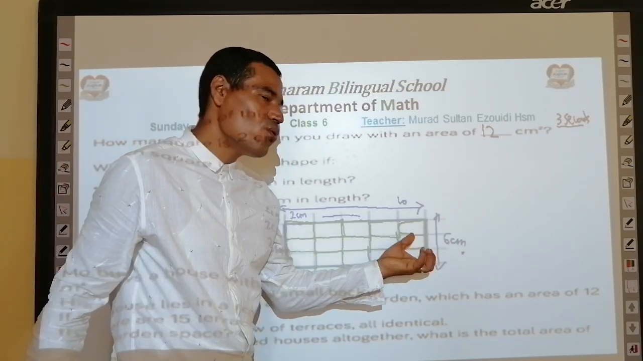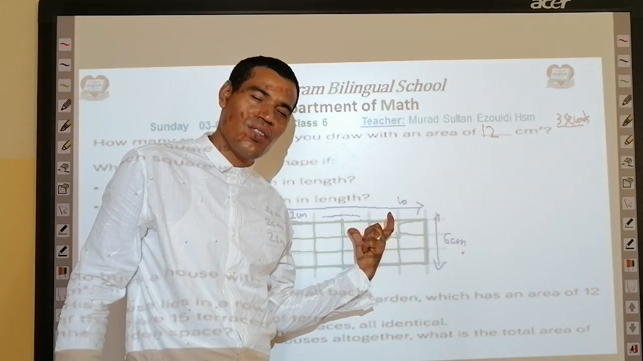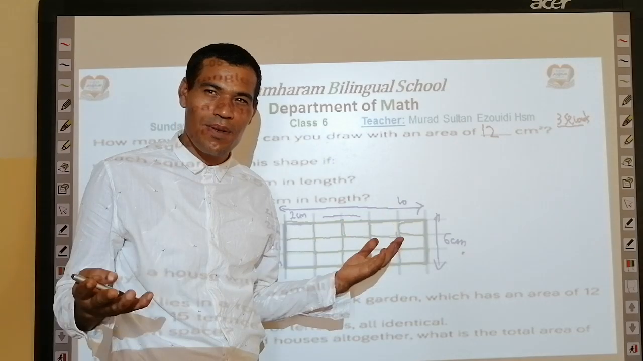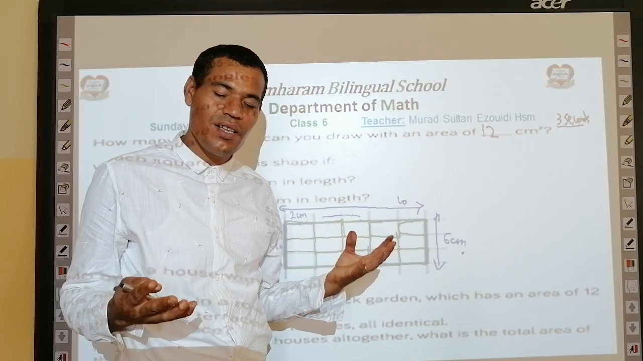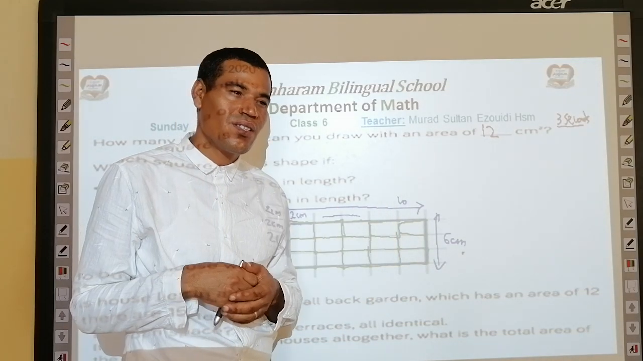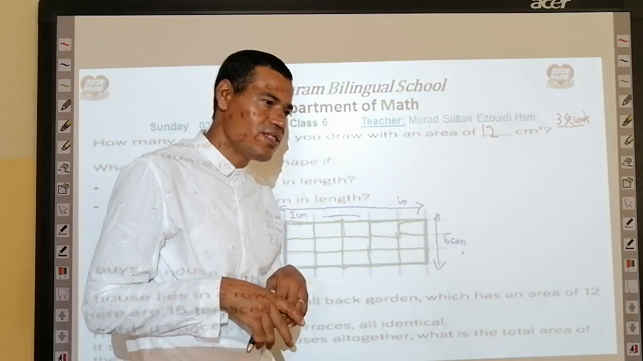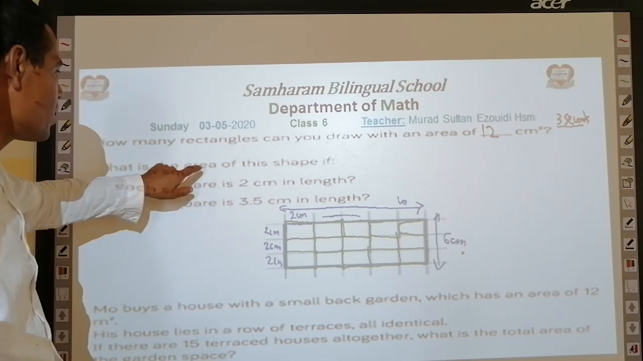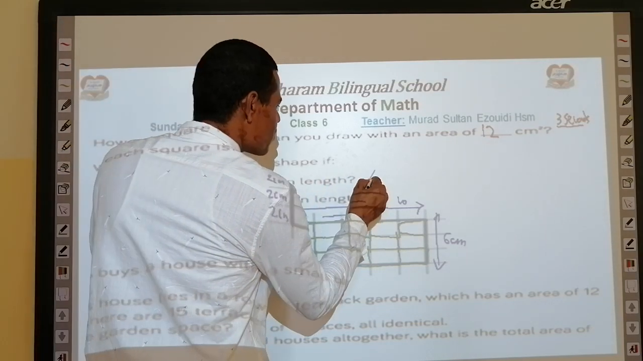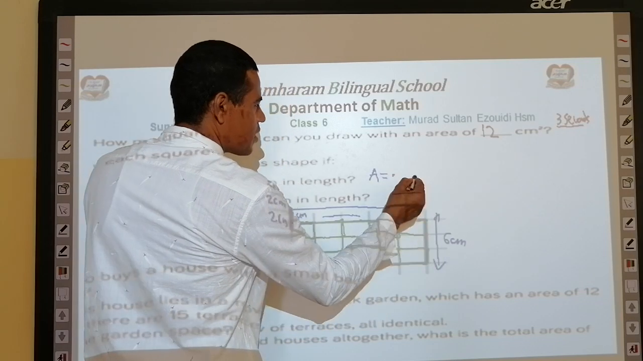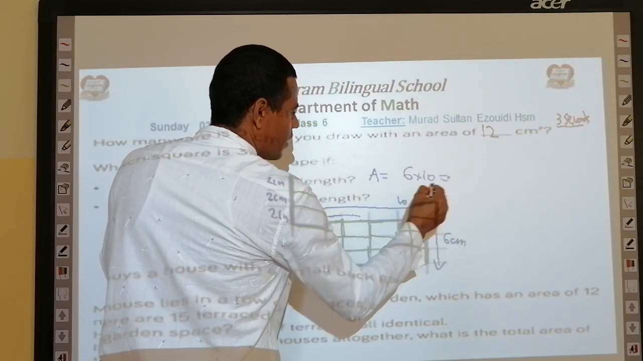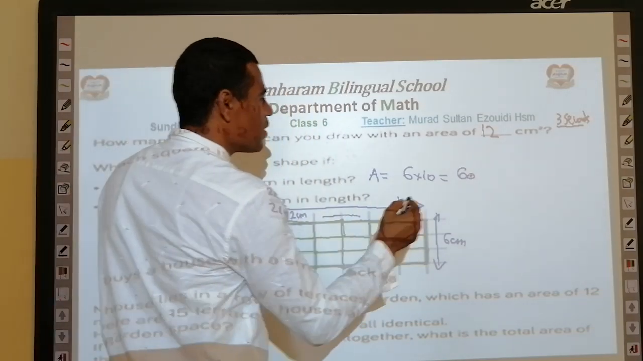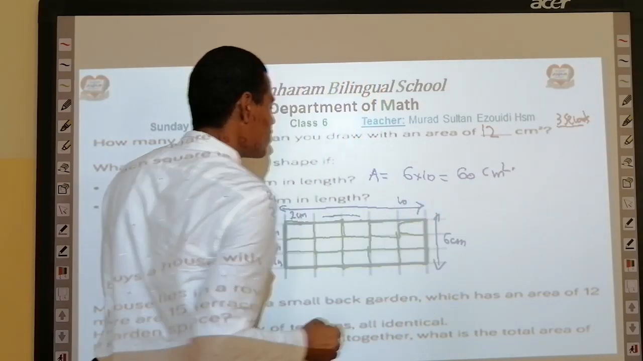So we work out the value of the width and the value of the length. If the question is about the area, just multiply. If it is about the perimeter, just total all the distances around the shape. Each square is 2 centimeters. What is the area, my learners? It is 6 multiplied by 10, which gives us 60. What is the unit? Centimeters squared. This is for the first question.